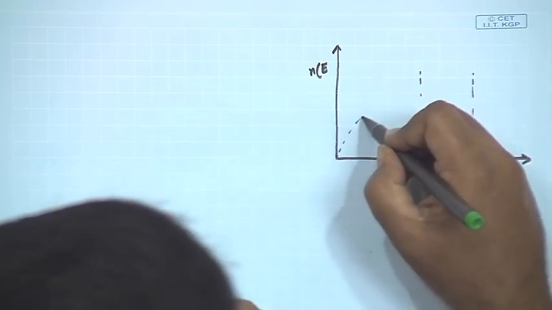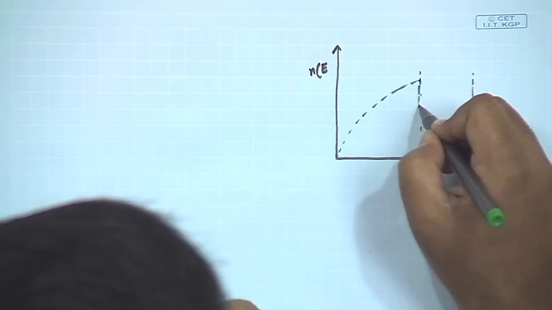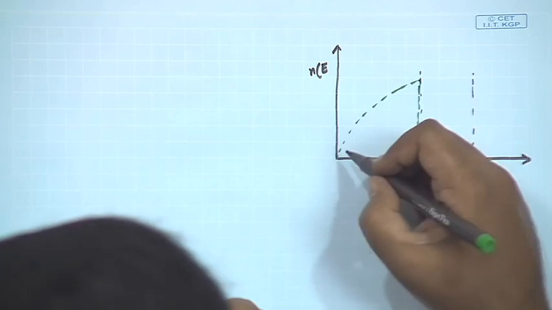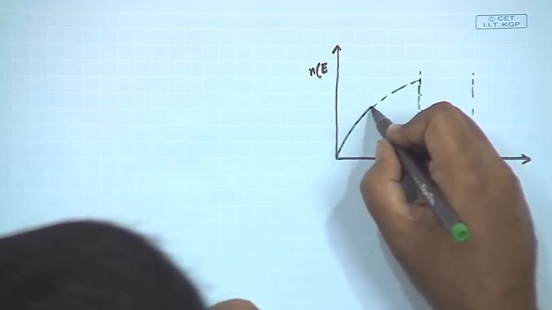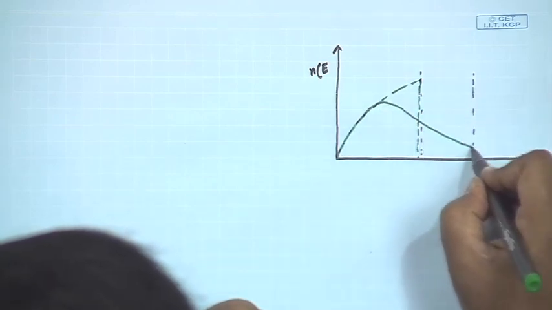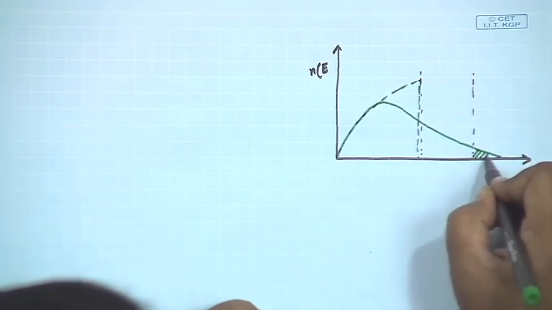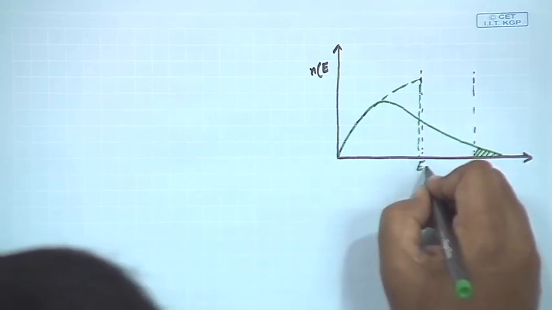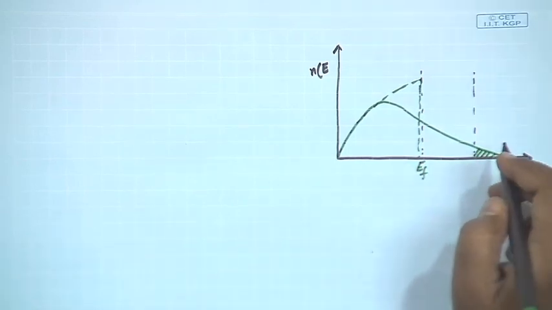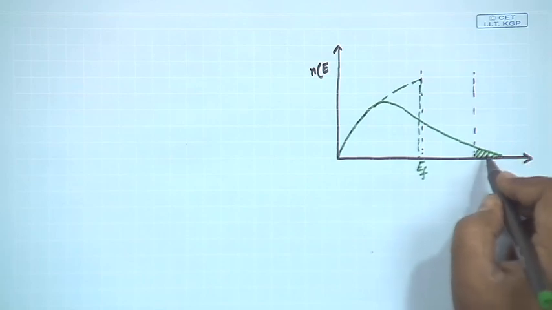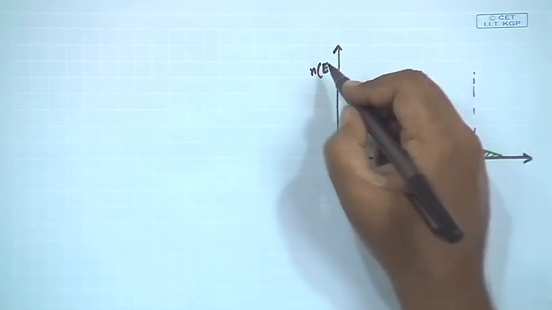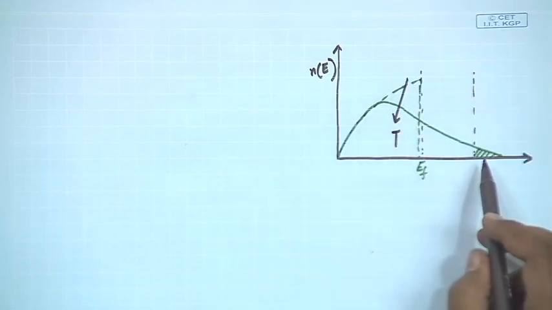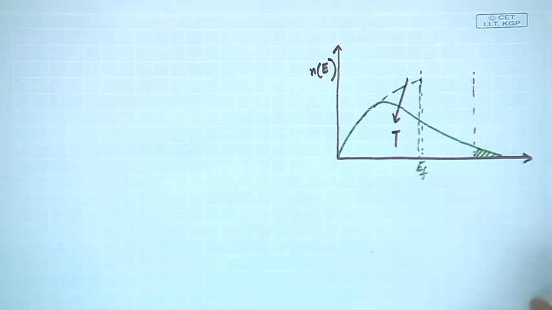We knew that at absolute zero, this was my distribution, but beyond a certain temperature, what happens is, look at this. This was my EF, it remains EF, but here I have some electrons at adequately high temperature, where some of the electrons go beyond this level, which is known as work function.